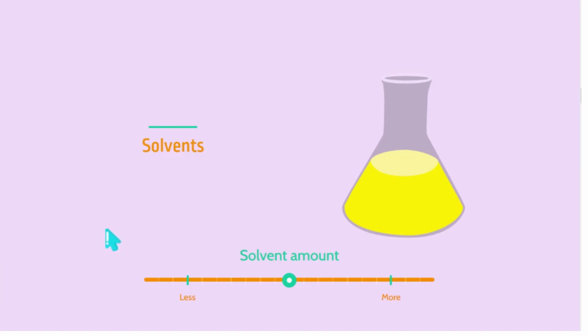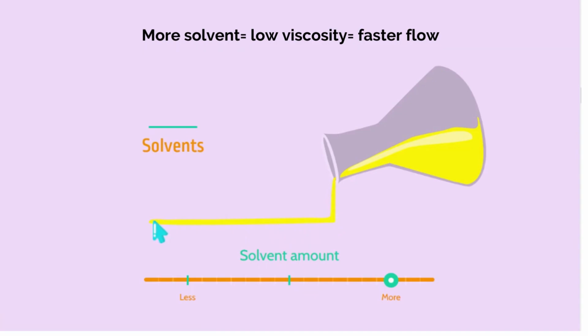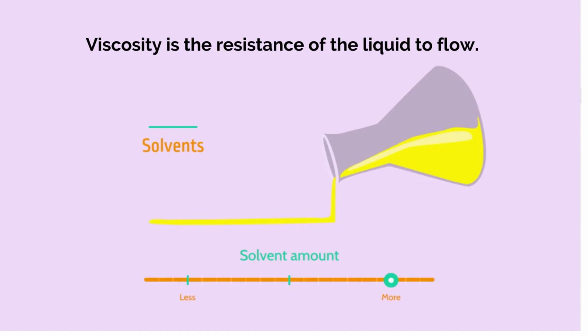So what is the effect of having lesser solvent and more solvent in our solution or in our cleaning product? Let's take a look at this animation here. If there is more solvent, you can see na mababa ang viscosity ng iyong liquid. So it means that it can easily flow, right? When we add solvents, we decrease the viscosity. Remember, when we say viscosity, it is the resistance to flow, right? Magiging mabagal ang pag-flow kapag mataas ang viscosity.